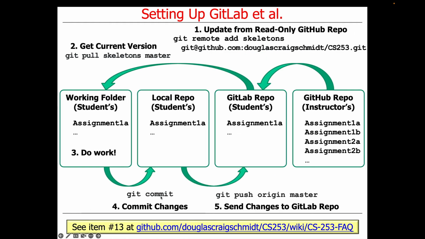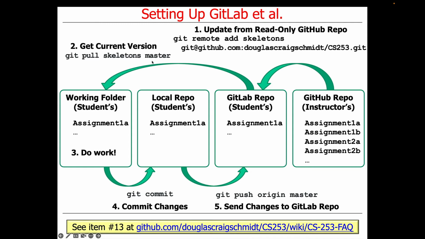and then you can do the next steps, which are on the next slide. So what you'll do then is go ahead and get the contents that are in my read-only GitHub repository. You do that by saying git remote add skeletons, and you give my GitHub repository link. And that will provide that information to you, which you can then use to get the latest version of my code by doing git pull skeletons master.